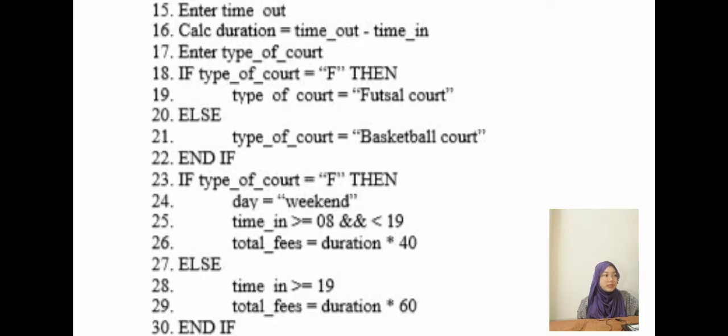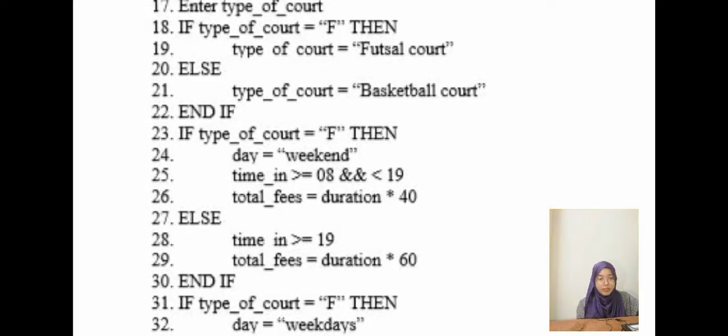Okay, enter type of code. If type of code equal to F, then type of code equal to futsal courts, else type of code equal to basketball court. Okay, and the if. If type of code equal to F, then day equal to weekend, time in bigger than or equal 8 and smaller than 19, total fees equal to duration times 40, else time in bigger than or equal 19, total fees equal to duration times 60, and we end the if.